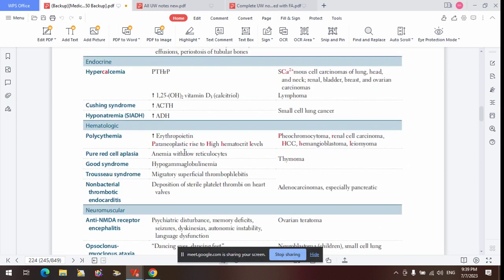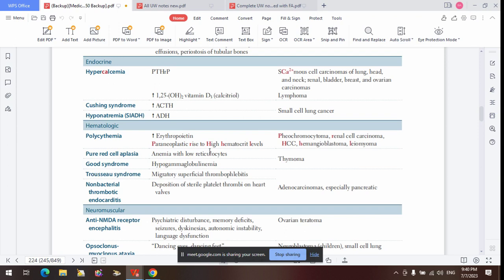Then the hematologic. So we are thinking of polycythemia for the first one. That's one of the commonest ones they can ask. Polycythemia is due to any cancer that can elaborate erythropoietin. So erythropoietin is the hormone that they are producing. And what are those tumors that can produce erythropoietin? Just remember the liver and the kidney.